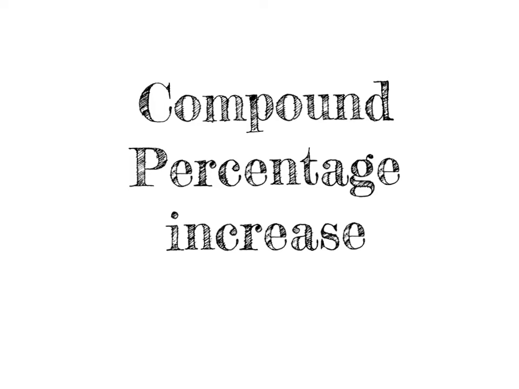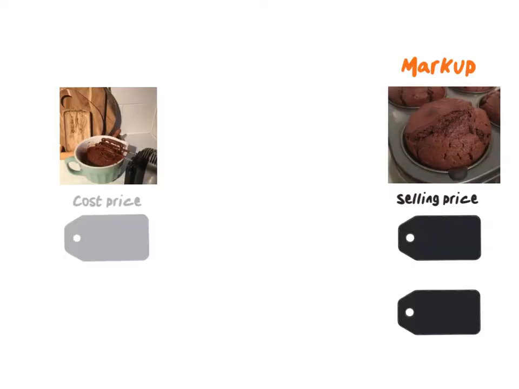Let's have a look at percentage increase as well as compound percentage increase. I'm sure you have heard this example of someone baking muffins and then selling them at a set price. Let's say that the cost of making one muffin comes to R5. If you would like to put a 50% markup on this, you will know that we say R5 multiplied by 100 plus 50, because it's 50% more.